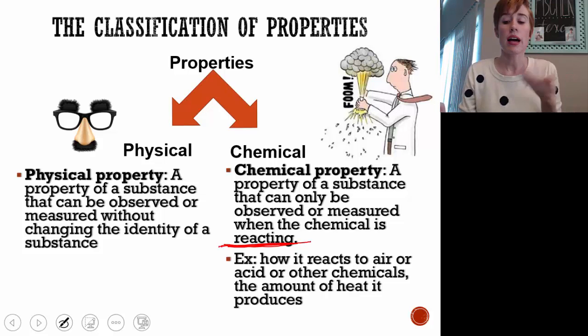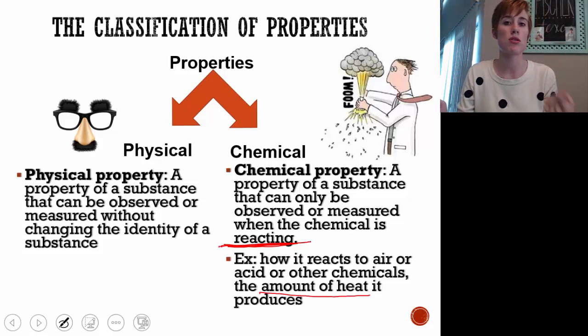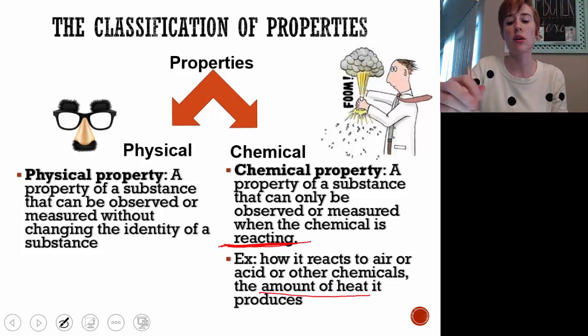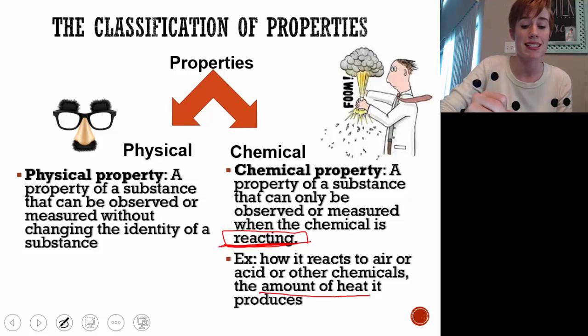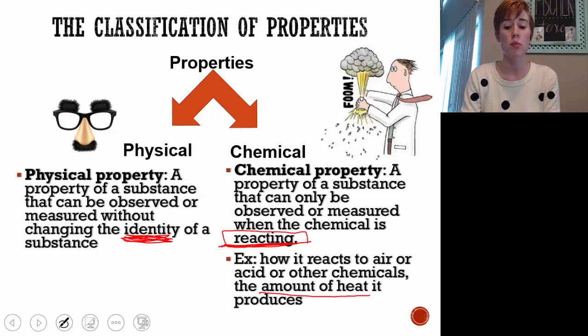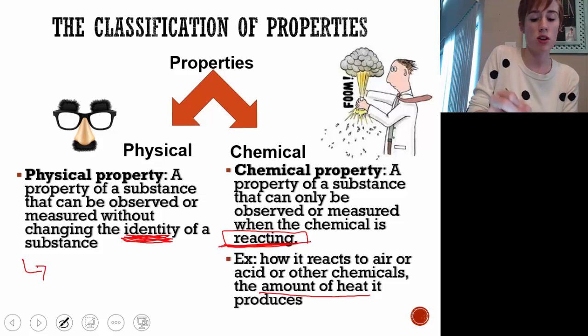For example, a chemical property could be how it reacts to air, or how it reacts to water, or the amount of heat that it produces when it does react. Okay, so chemical properties, the biggest key word is that it's a property that you have to observe when it reacts. Pretty much all other properties are physical properties, meaning that you can observe them without changing the identity of the substance. This means that I can observe physical properties through a physical change. You can observe physical properties if it undergoes a physical change.